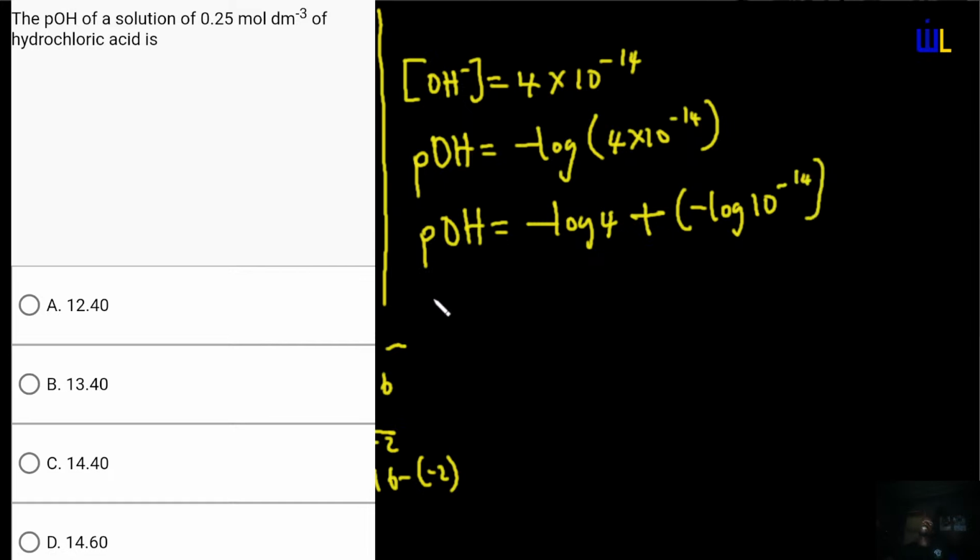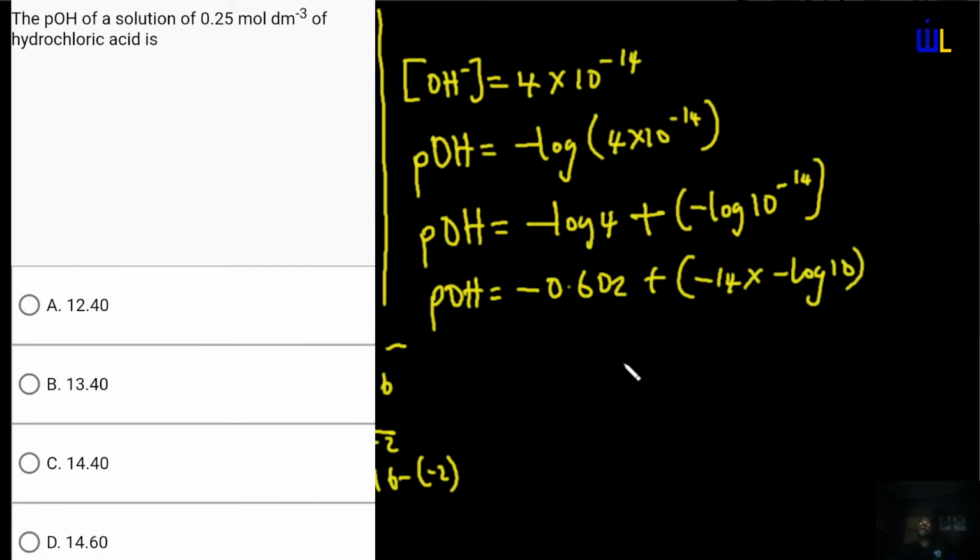I told you that you should at least have the logs of 1 to 10 in your head. Log 4 is 0.602, so negative log 4 will be negative 0.602 plus bracket. We have to resolve this. The power has to go first: minus 14 will now times negative log 10. It's a principle in log, so just know it or cram it, however you're going to keep it in your head.